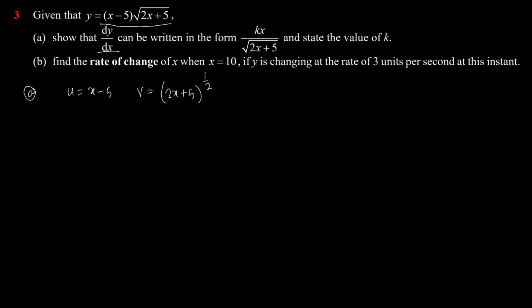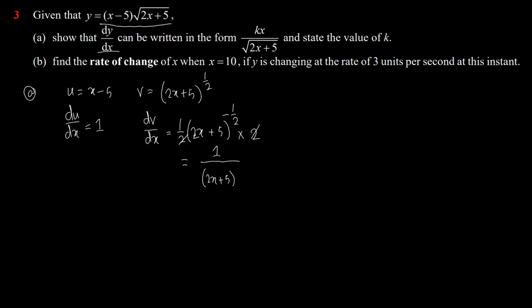Now differentiate to get dy by dx. We got from here 1, and dv by dx accordingly is half of 2x plus 5 to the power half minus 1, that is minus half, and inside the bracket if we differentiate we get 2, so then we can cut out 2 and 2. The final expression we would get is 2x plus 5 to the power negative half, because it is written here negative half.